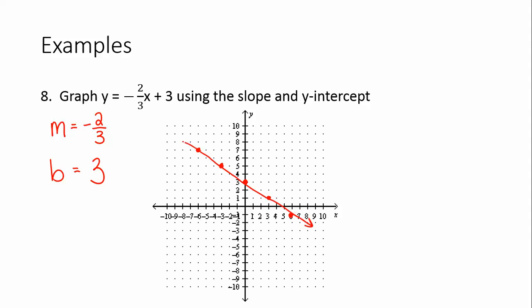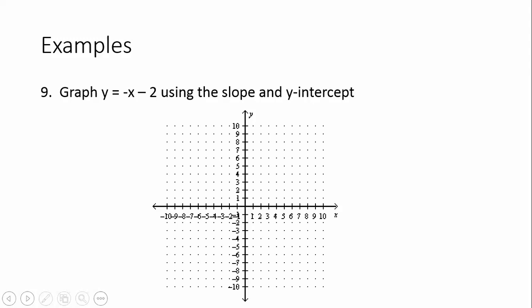Remember, lines have arrows on both ends. So there's the graph, y equals negative 2/3 x plus 3. We started at the y-intercept, and we used our slope to plot 4 additional ordered pairs. And we'll do that every time. So when you're graphing using slope-intercept form, I want 5 ordered pairs on your graph.